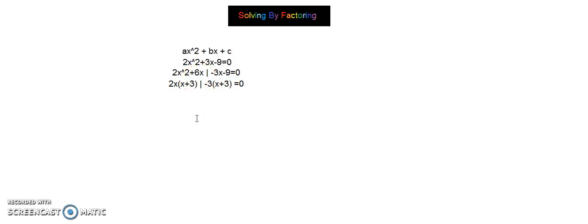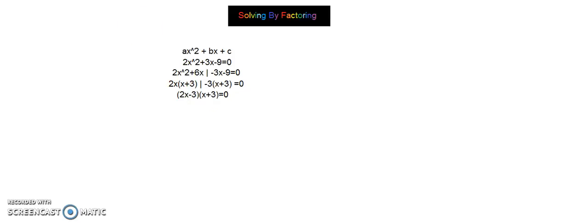So now that we have that, we want to make the two numbers that are outside the parentheses their own parentheses. So 2x minus 3, and then the other parentheses x plus 3, and altogether is going to equal 0. So there's our factored equation, but we still need to solve for x.